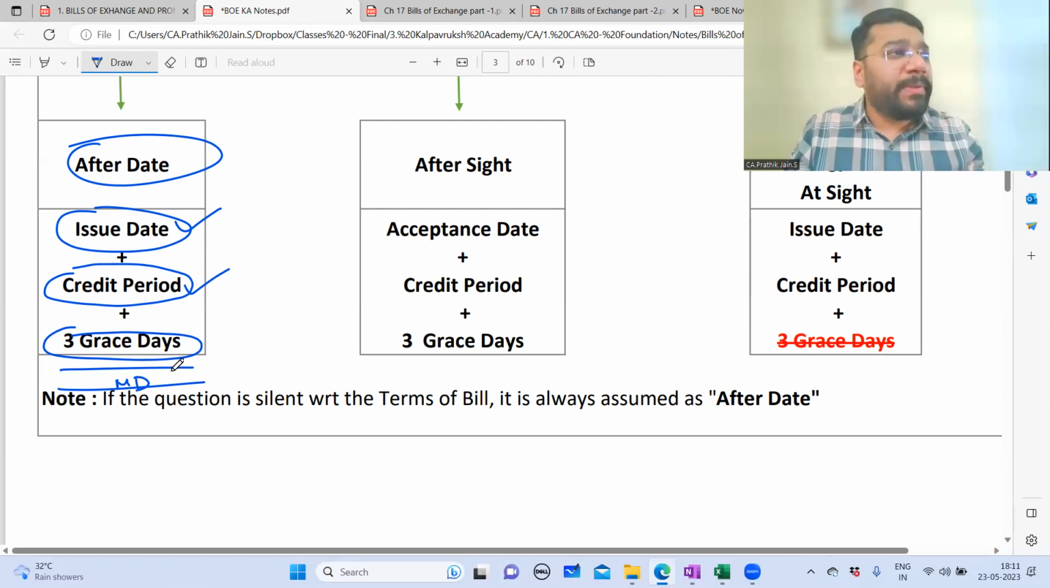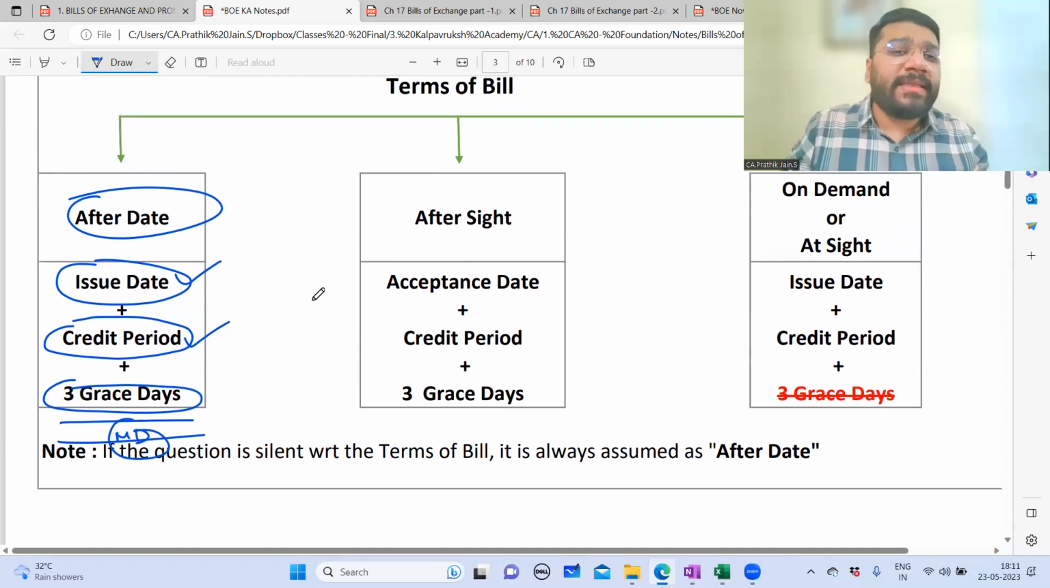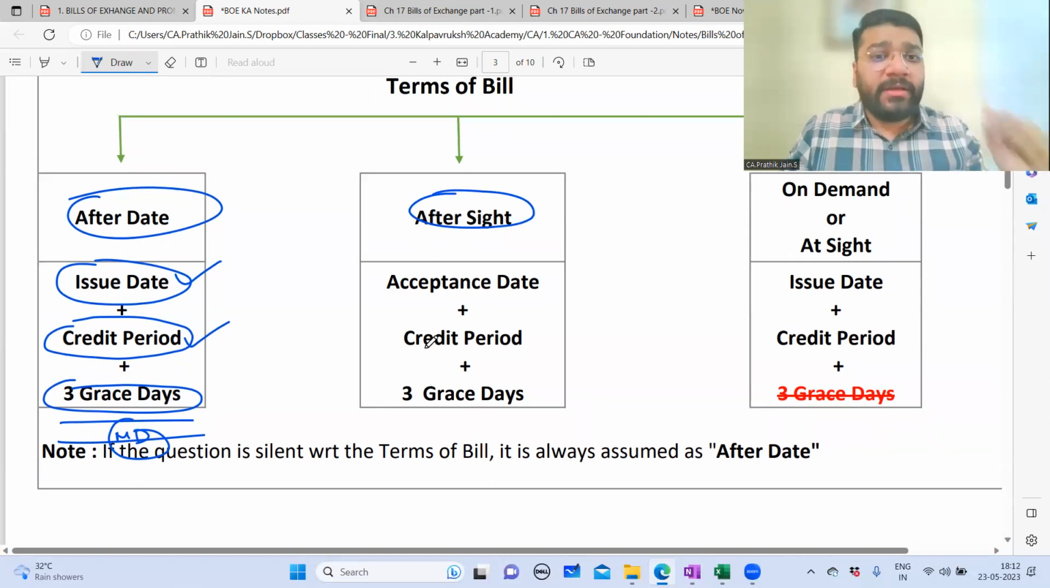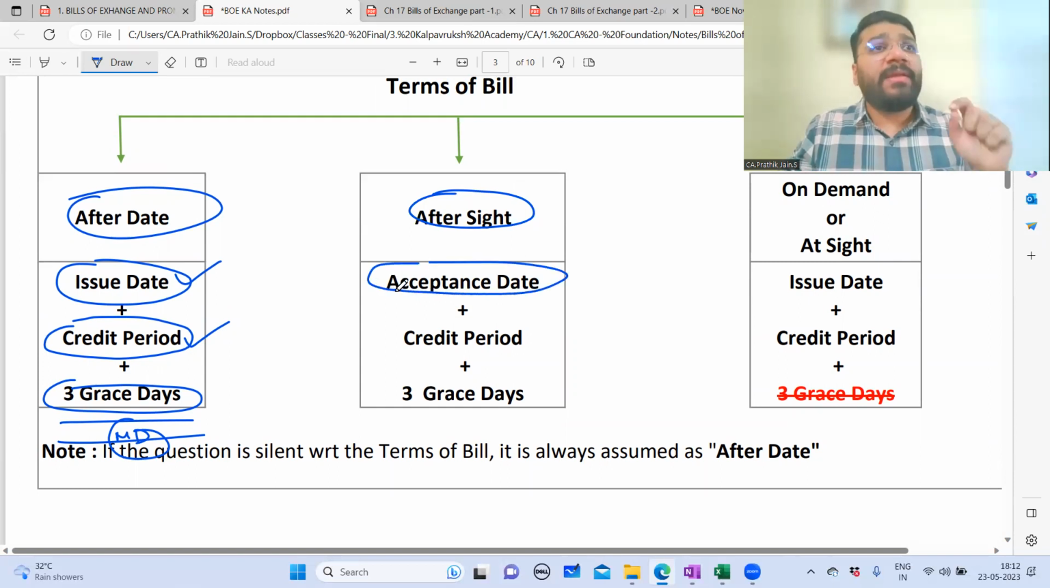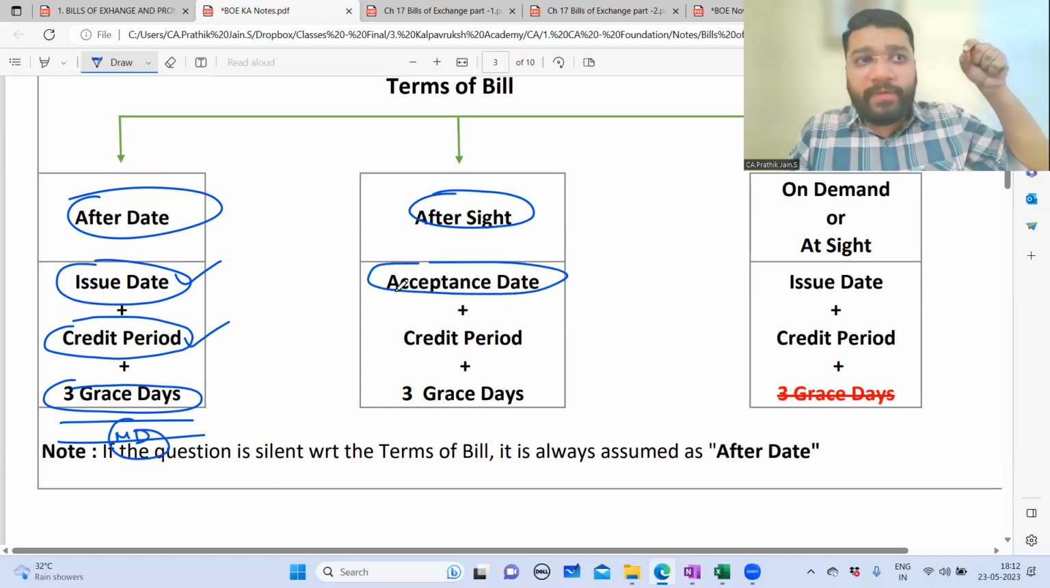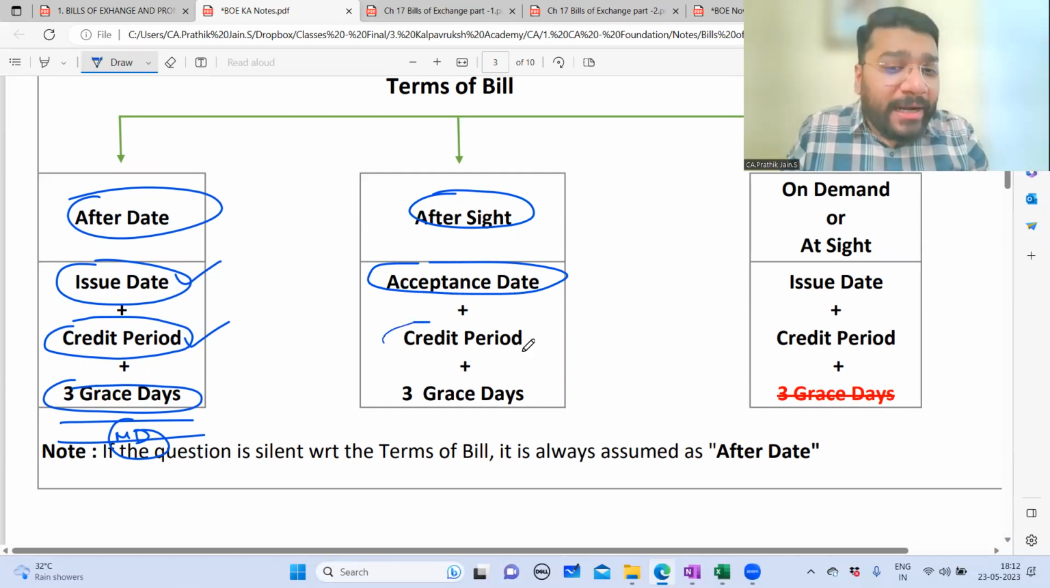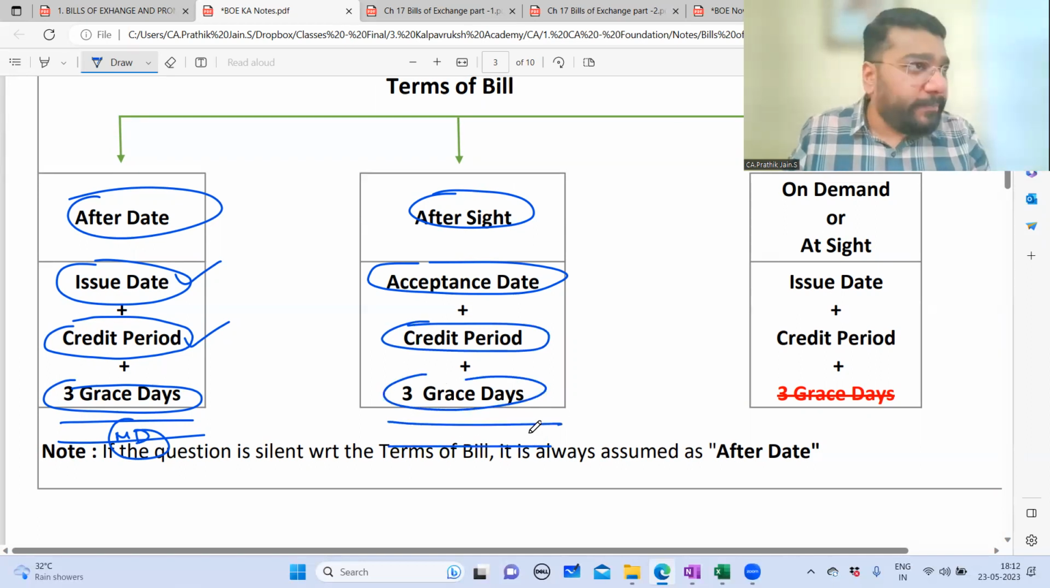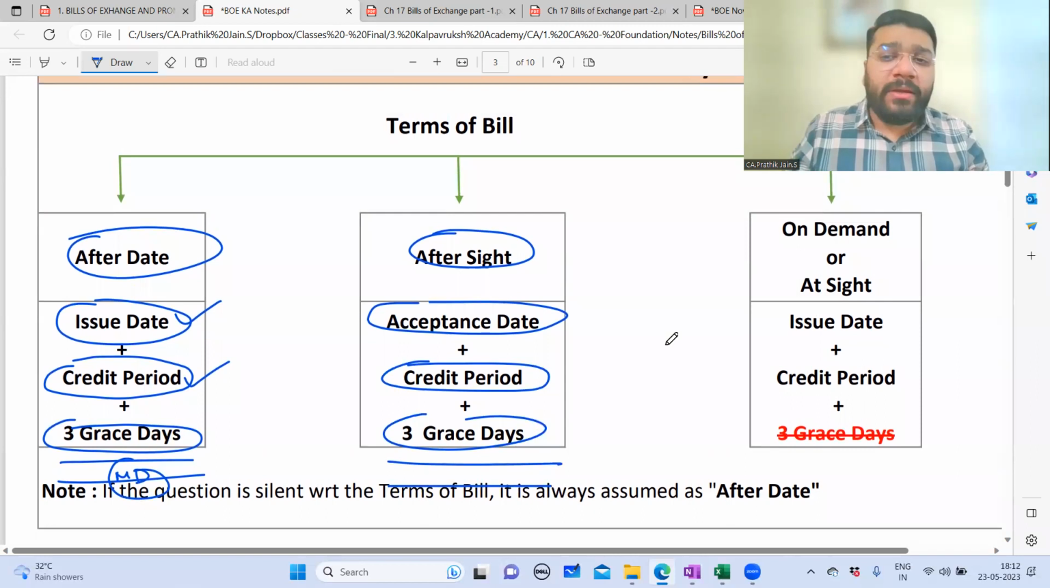But for all practical purposes, in the questions, wherever they've asked for the due date, they've ended up calculating only the maturity date. They want the final date on which the payment will happen. So if the question says the term of the bill is after sight, then you have to calculate the days from the date of acceptance. Whenever the signature is put on the bill of exchange for accepting the document, from that acceptance date, you will add the credit period plus 3 grace days to know your maturity date.